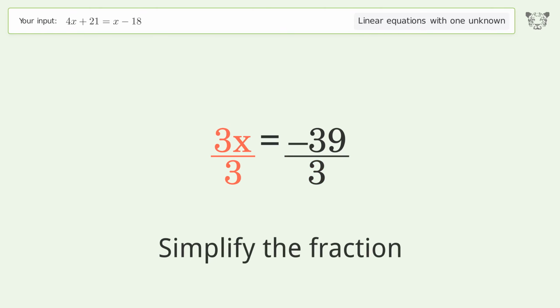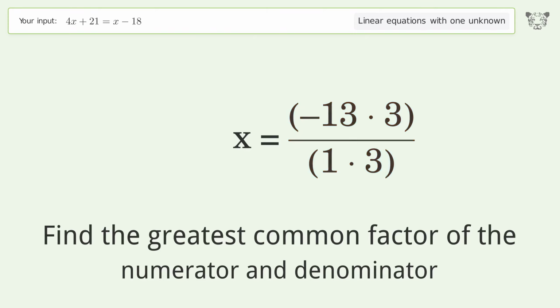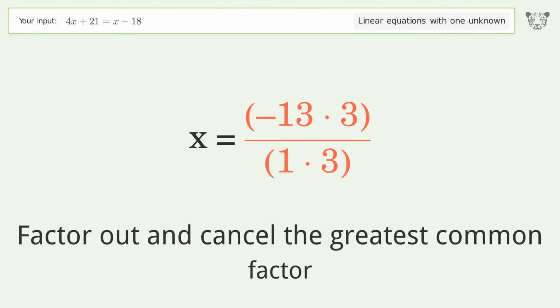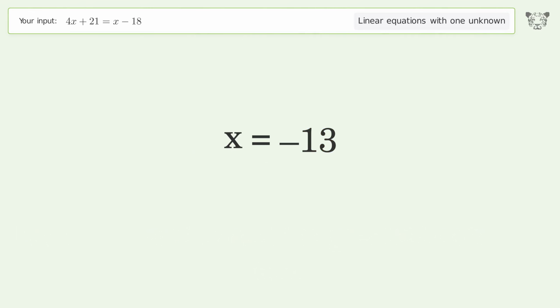Simplify the fraction. Find the greatest common factor of the numerator and denominator. Factor out and cancel the greatest common factor. And so the final result is x equals -13.